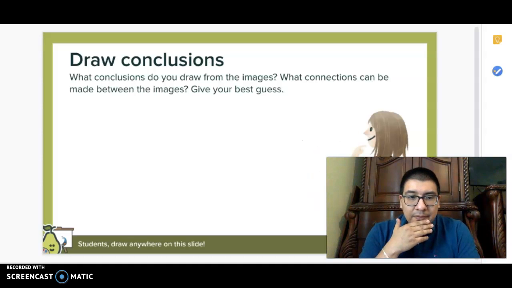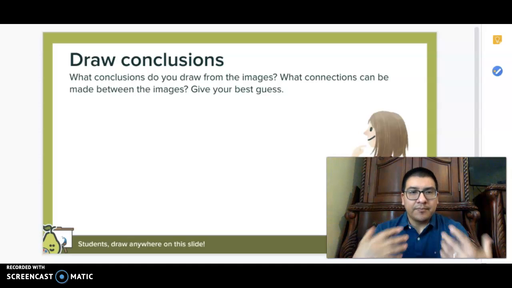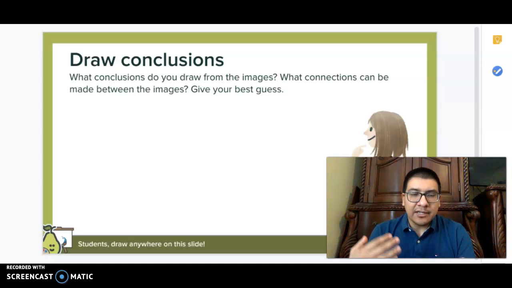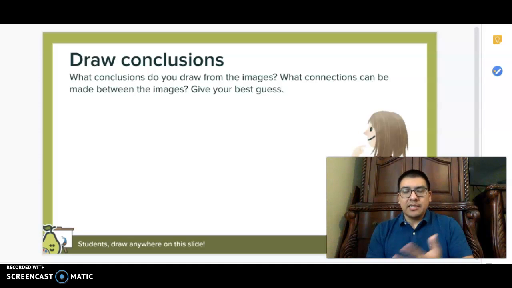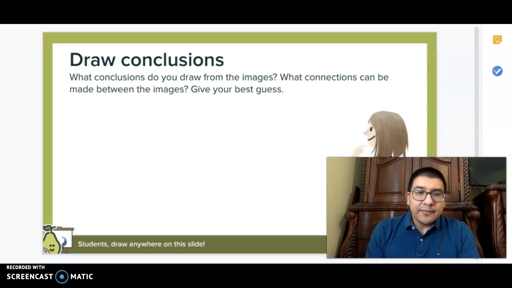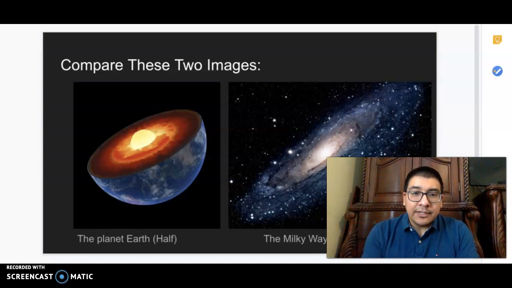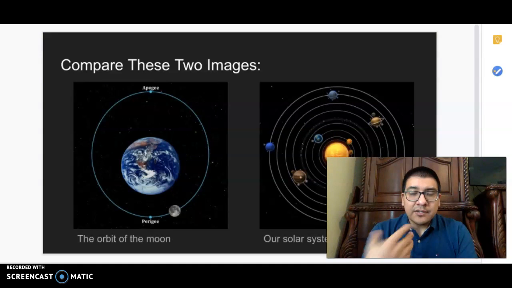What I'm hoping that they get out of this part is that they see that all objects in space have a center of gravity, and other bodies that orbit around it. Like the Earth has a center core, and everything is pulled towards it, and anything near or on the surface.